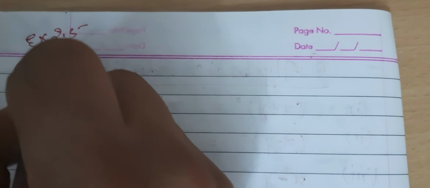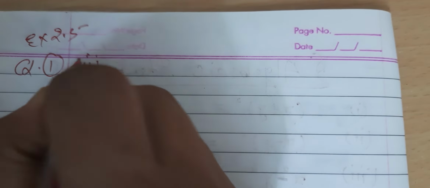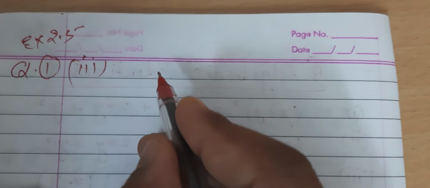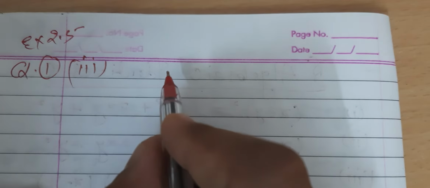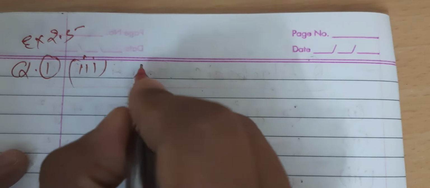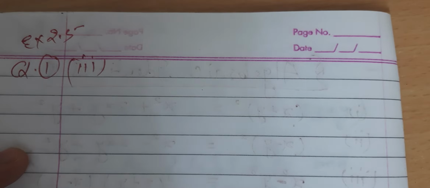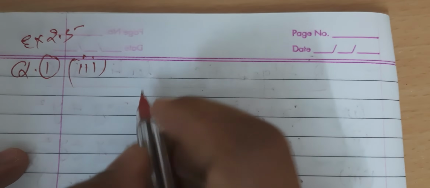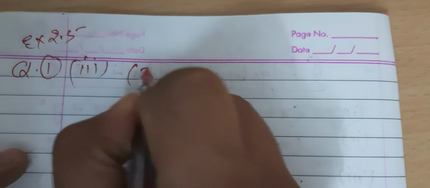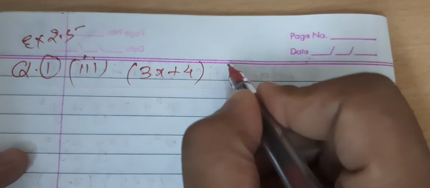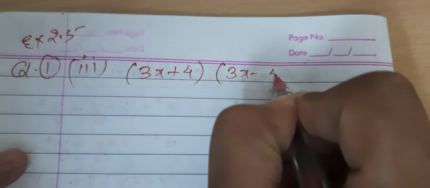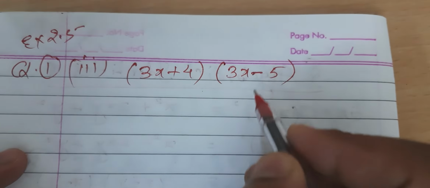Now let us take one more question. This question I am taking from your exercise 2.5, question number 1, and this is the third part. The first two questions I have taken from the examples in the NCERT book. Now this question is from the exercise. The question is, use suitable identities to find the following products. That means you have to find the product of 3x plus 4 and 3x minus 5 by using an identity.